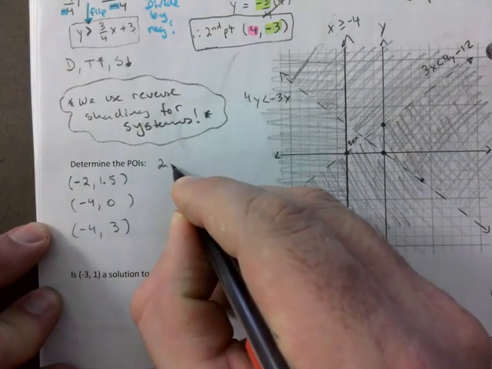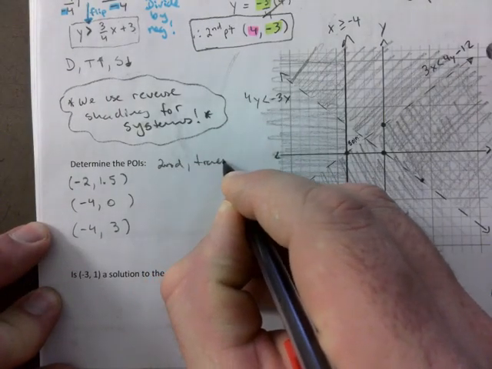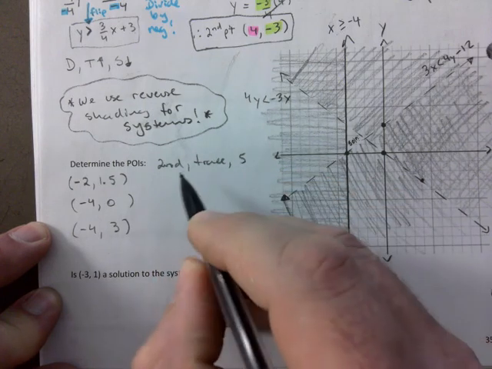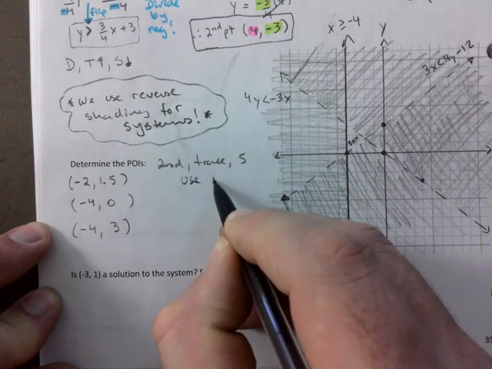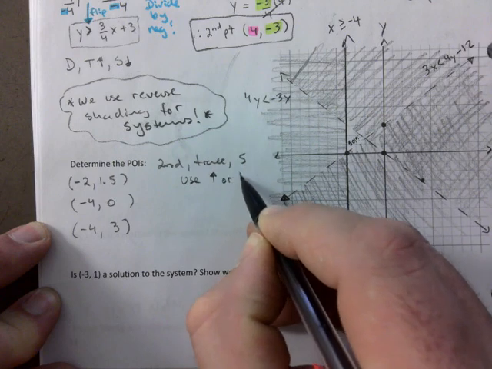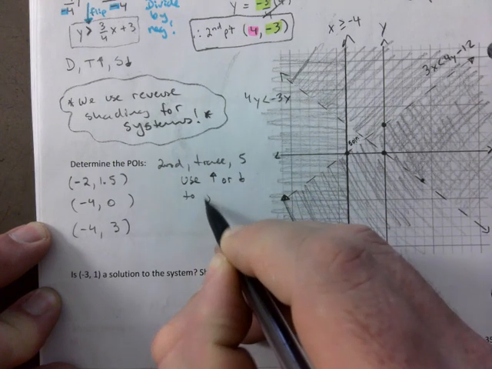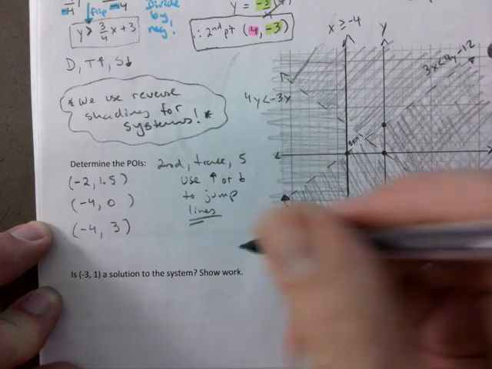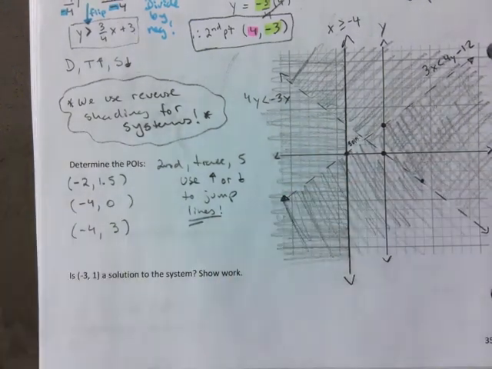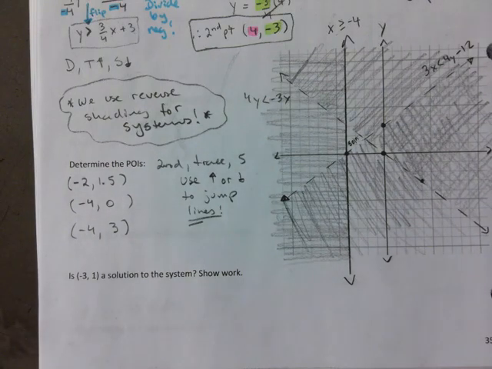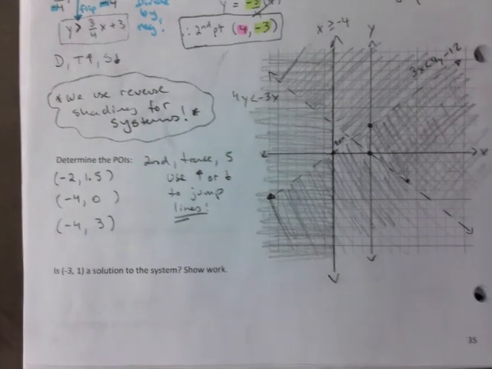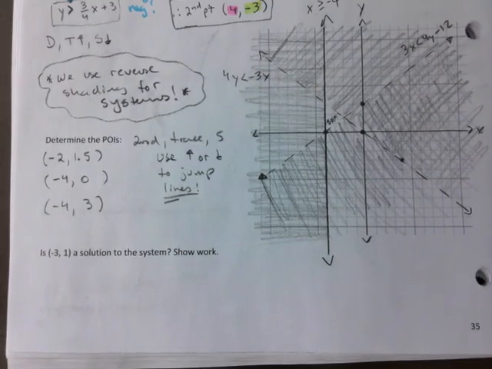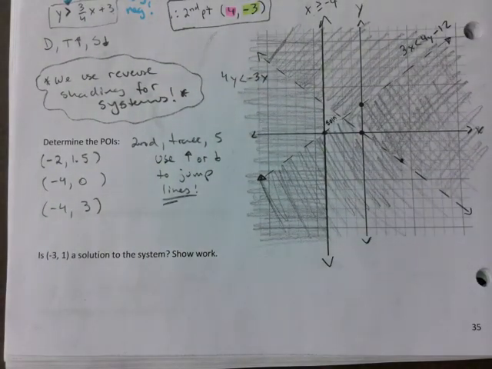Okay, so we're going to go second trace 5. That's what we use, right? Use up or down to jump lines. Okay, use up and down arrows to jump lines. And again, you're going to have to practice this. You're not going to naturally just be able to do this. You're going to have to practice.